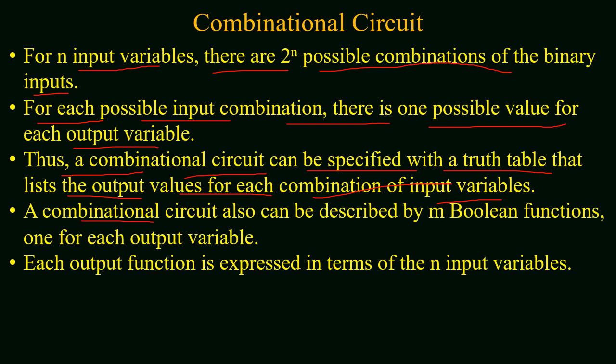A combinational circuit can also be described by a Boolean function which represents the output variable. Or if the given combinational circuit has m outputs, then we will have m output Boolean functions corresponding to each output variable. And each output function is expressed in terms of the n input variables.